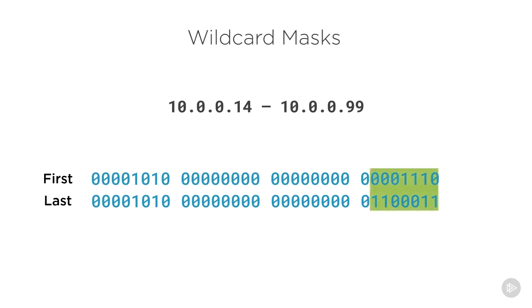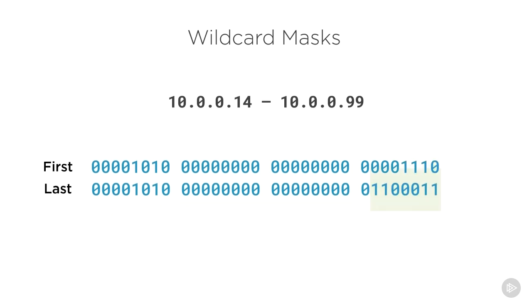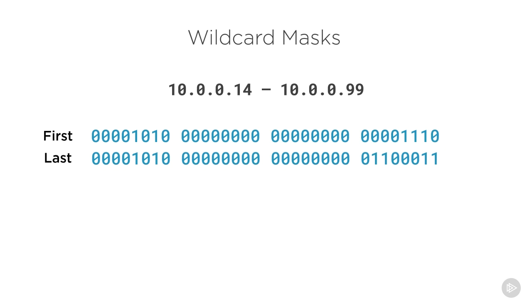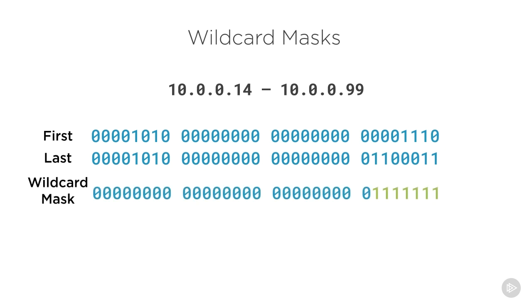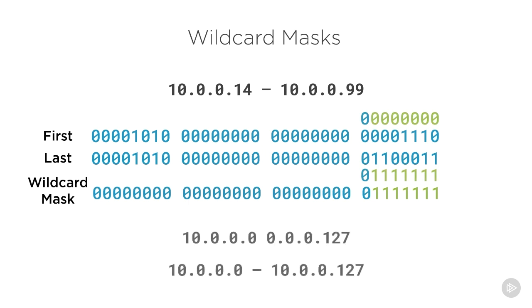So if we use that, like we have been, to create a wildcard mask, we would put 7 bits in that wildcard mask. And what that would do for us though, is that our very first address in our range will be 10.0.0.0, and the very last address in the range would be 10.0.0.127, and this exceeds our range of .14 through .99.